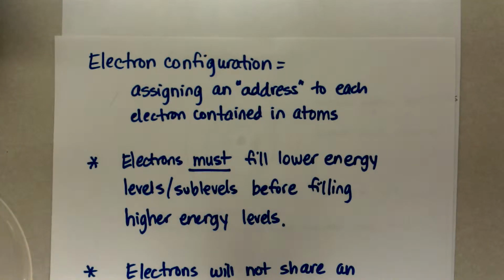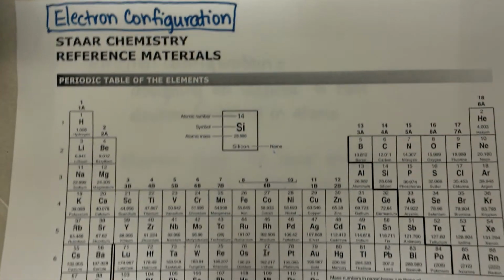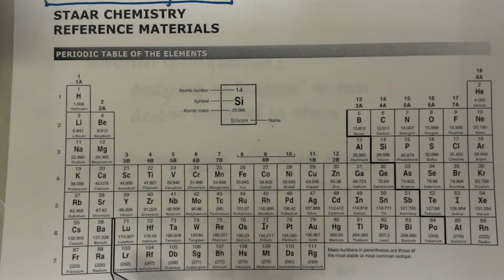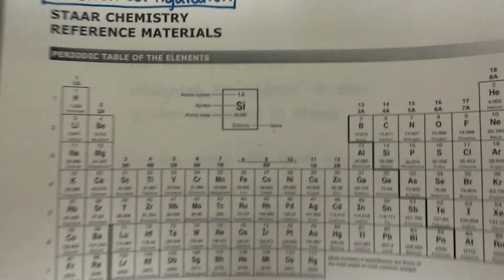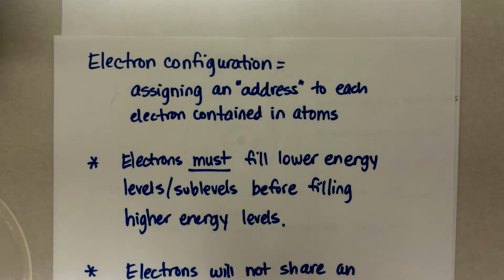Today we're going to be labeling the periodic table to represent electron configuration. Now, what is electron configuration? Well, really what's happening in electron configuration is that you're assigning an address to each electron in an atom for anything on the periodic table. Different elements have different numbers of electrons, and depending on how many electrons each element has, they need to exist in a particular energy level, and so we want to represent that by something called electron configuration.